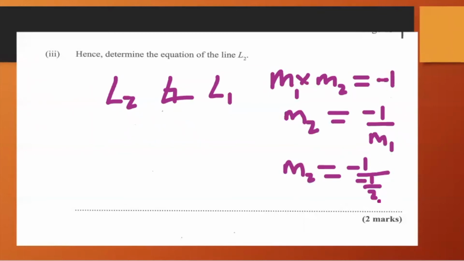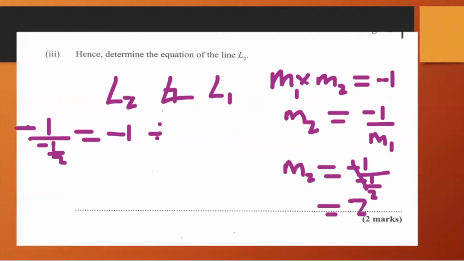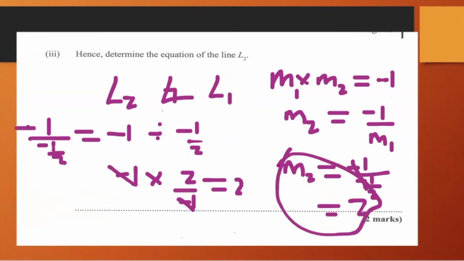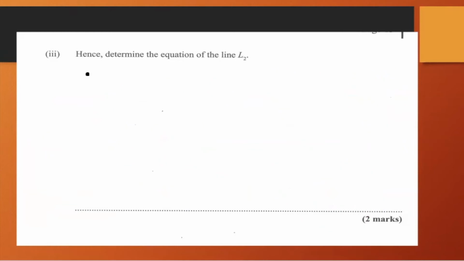Now, when you have a fraction in the denominator, we can flip it. And the negatives are going to cancel. So this will be 2. You're still not with me with this? Remember, negative 1 over negative a half is the same thing as negative 1 divided by negative a half. We change the division to multiplication and we invert, so it becomes 2 over negative 1. The negatives would cancel, and here 1 times 2 is 2. So the gradient is 2. That's the first thing you need when you have a line. I've just established that the gradient is equal to 2.